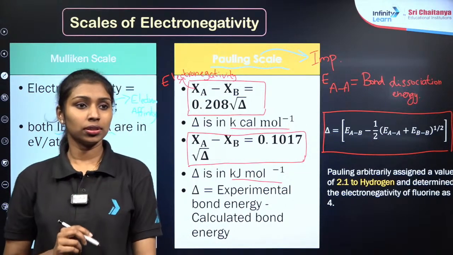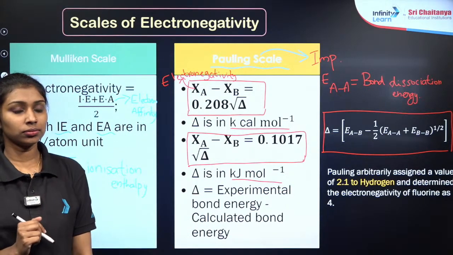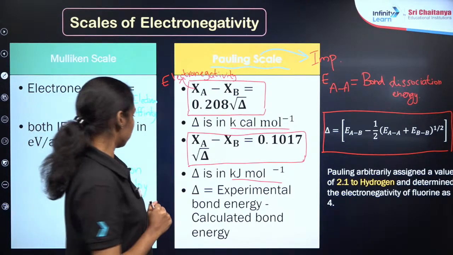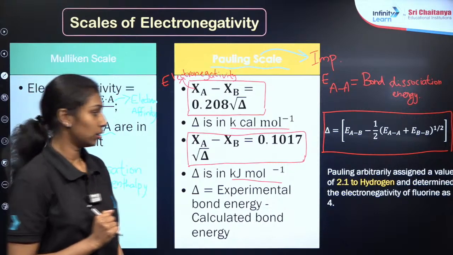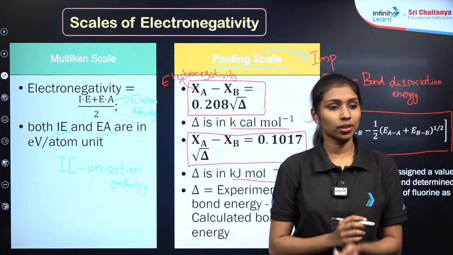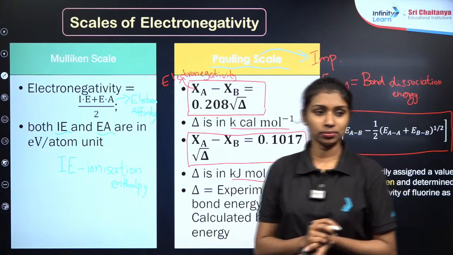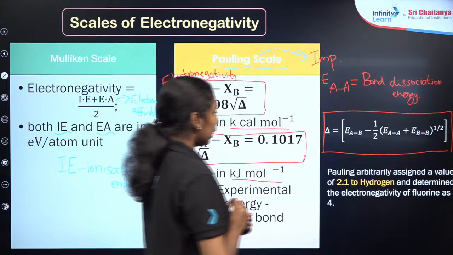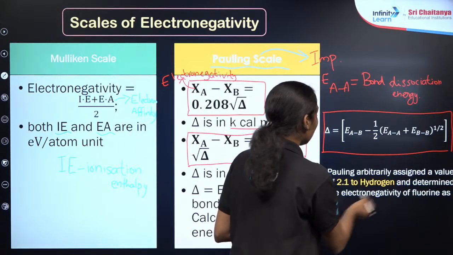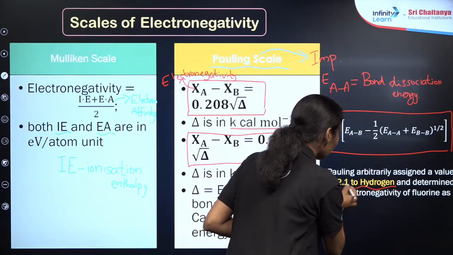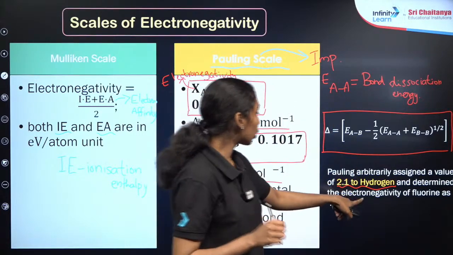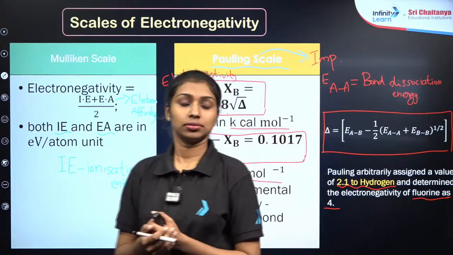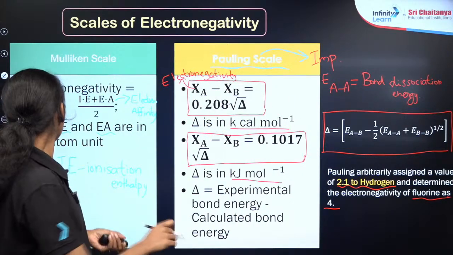Clear? Is it clear? Then, according to Pauling, he discovered that the electronegativity value of hydrogen is 2.1. According to this reference, he concluded the electronegativity value of fluorine as 4. Clear? Is it clear now? Just let me know.